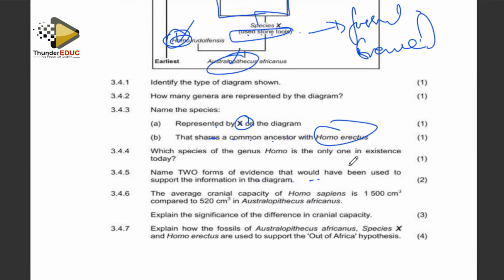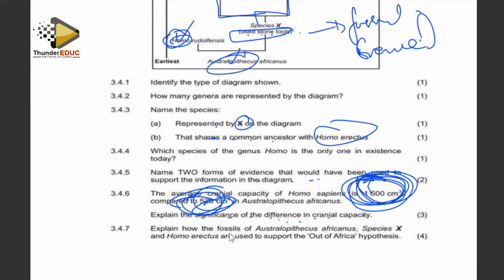They are saying that the average cranial capacity of a person is this, compared to this of Australopithecus. Explain the significance of the difference in the cranial capacity. So automatically this one has more brain cells, more intelligence. The higher the brain cells, the higher the intelligence. The cranial capacity accommodates more brain compared to this one, which is small. So this one is more intelligent compared to this one. That's what I showed you in the book at the beginning.